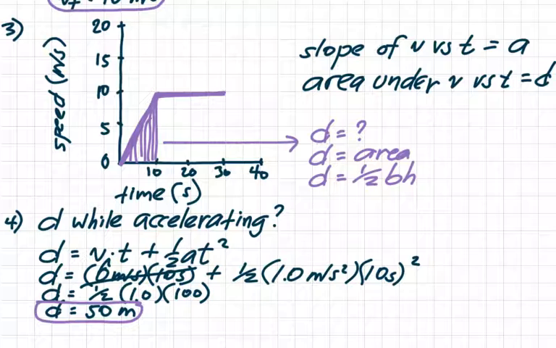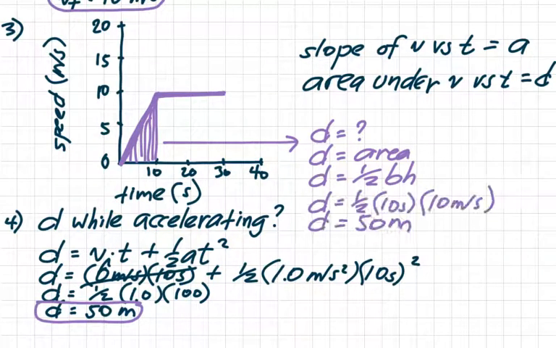That's a triangle, and so the displacement will be 1/2 base times height. And the base of that triangle is 10 seconds, and the height of that triangle is 10 meters per second. And when you multiply seconds times meters per second, you get meters. You should, because when you work it all out, you get the same answer, 50 meters. How about that? Next, number 5.